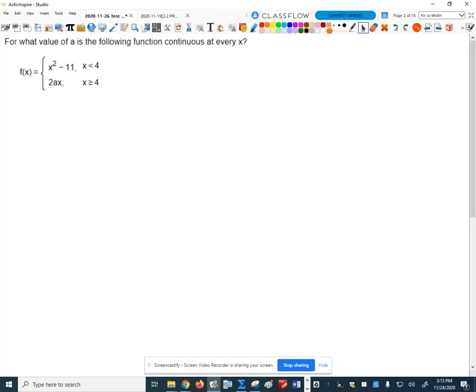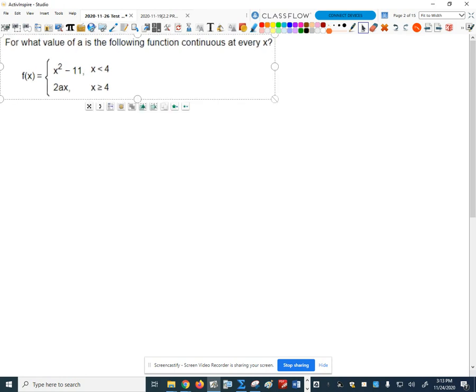For what value of a is the following function continuous at every x? Okay, well, the only place where it would be discontinuous would be at 4. It's continuous everywhere less than 4 because that's a polynomial and there's no problems there. It's continuous for every value greater than or equal to 4. That's also a monomial, a polynomial with one term. But we don't know about the junction between the two.